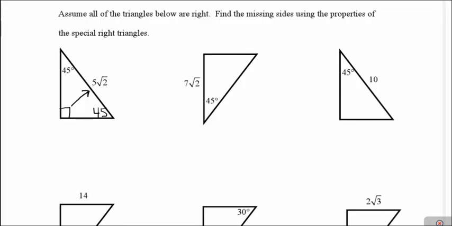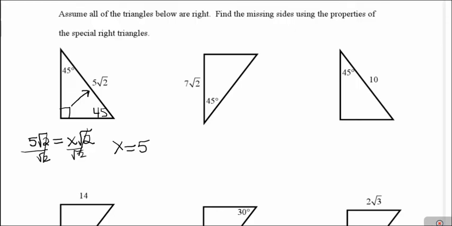So we're going to set then that 5 square root 2 equal to x times the square root of 2. And then we just want to solve our equation for x. So we would divide by the square root of 2. And we know that those square roots of 2 are going to cancel out. So x is just equal to 5.